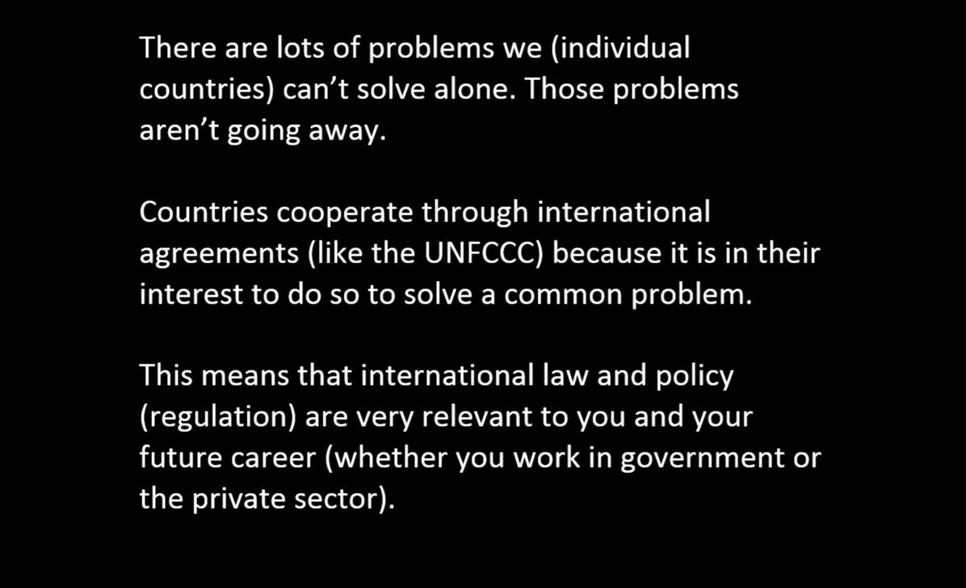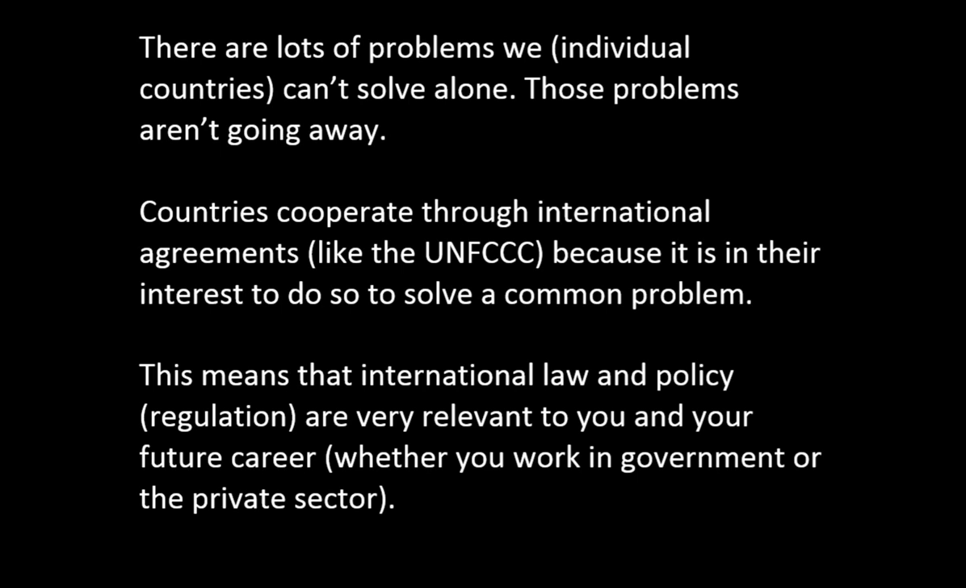why, people can throw rocks at the United Nations and talk about all of its problems, and sure, it's got a lot of problems, but why do we have a United Nations? Why do we have international treaties? Why don't countries just do their own thing? Well, the fundamental reason why countries agree to give up some of their sovereignty, to cooperate and do things in unison, is because there are problems that they can't solve themselves.